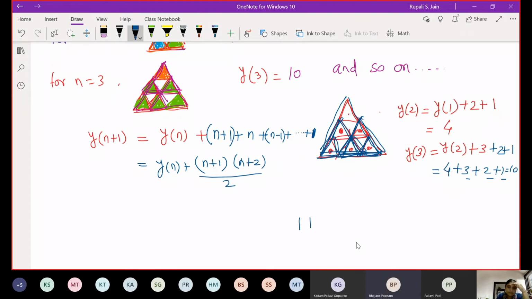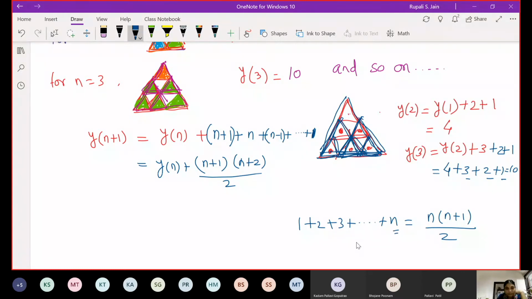What is the summation? 1 plus 2 plus 3 and so on up to n. What is the formula? n into n plus 1 by 2, not n factorial. Yes, ma'am. Now instead of n, I want n plus 1.